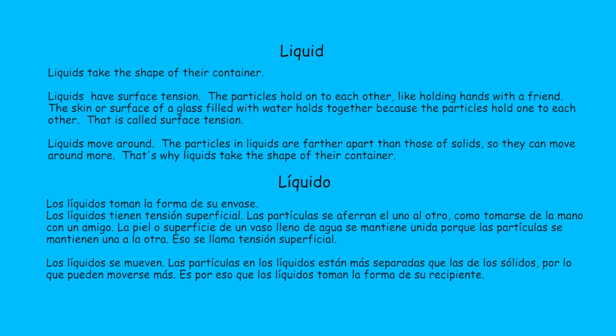Now we have liquid. Liquids take the shape of their container. Liquids have surface tension. The particles hold onto each other, like holding hands with a friend. The skin or surface of a glass filled with water holds together because the particles hold on to each other. That is called surface tension. Liquids move around. The particles in liquids are farther apart than those of solids, so they can move around more. That's why liquids take the shape of their container.